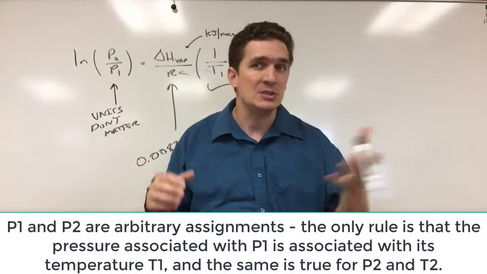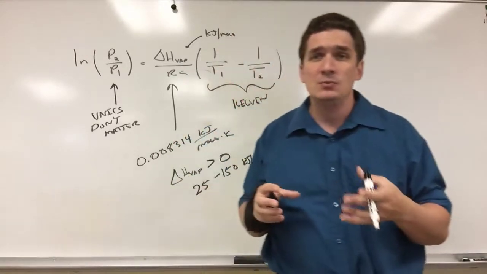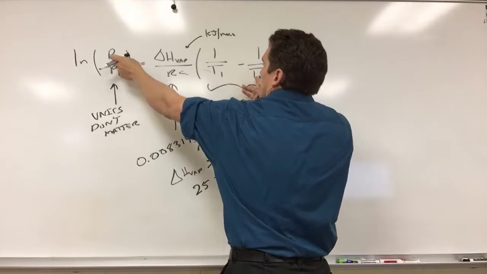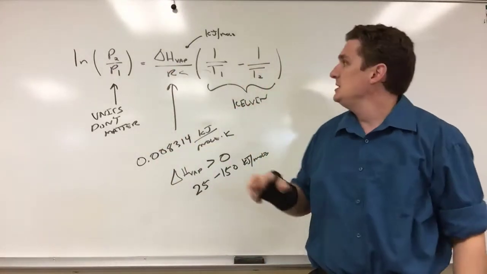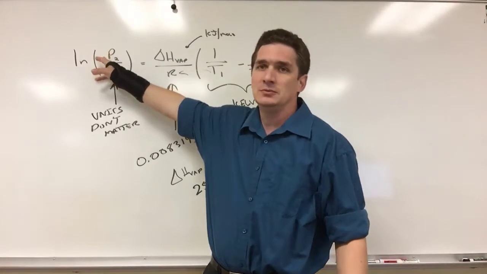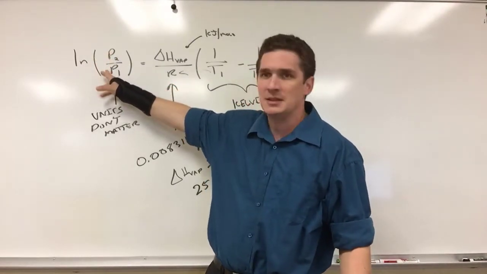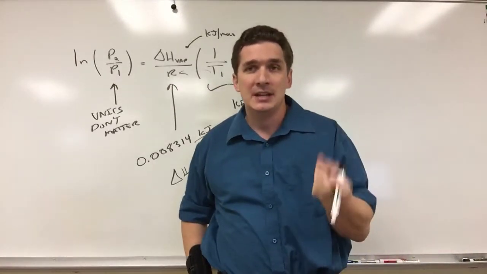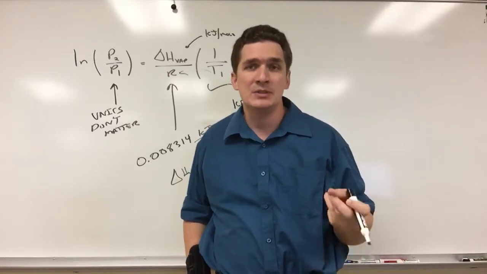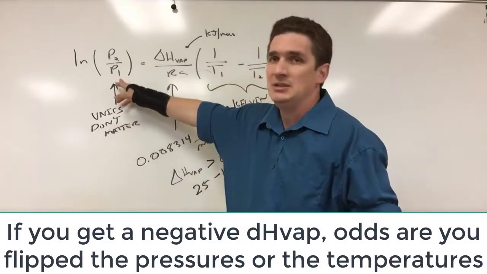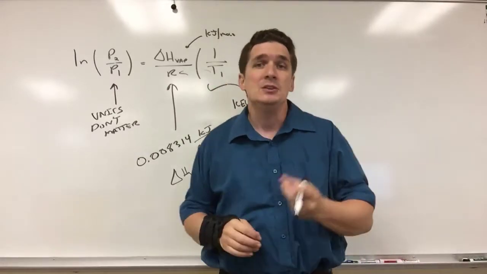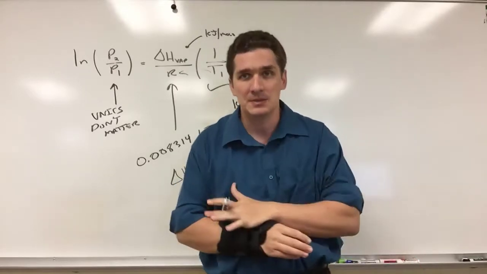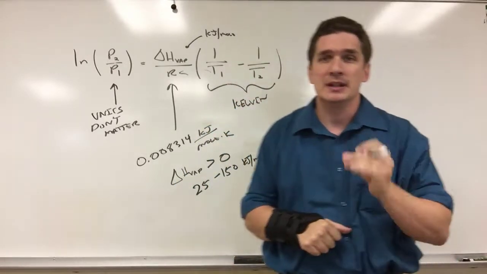We can always integrate backwards, it's just a negative sign. So however you define them, the only rule here is that this temperature has to correspond to this pressure and this temperature has to correspond to this pressure. So if it's easier, if your unknown variable is P2 and you're given another pressure, just define the one you know as pressure 1, and correspond it to the correct temperature. Now, if you get a negative delta H of vaporization, 99% of the time, I guarantee you, it's because you flipped P2 and P1, or you flipped T1 and T2. You know the delta H of vaporization should be positive, so you probably just dropped a negative sign somewhere, or you flipped something. So this is the practical side of working Clausius-Clapeyron.